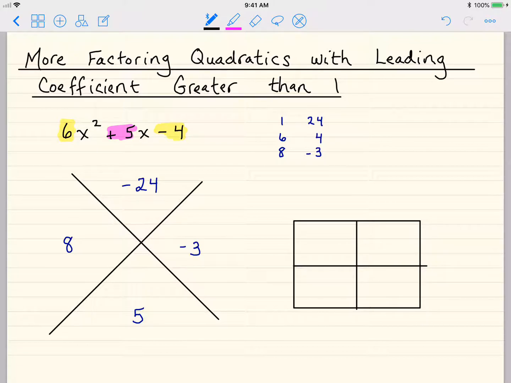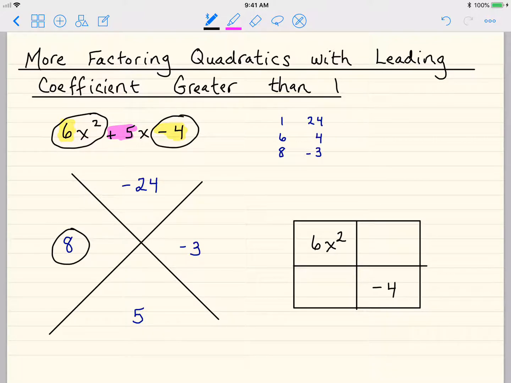And so in that very first square, we're always going to put the first term that we see in the original problem. So that 6x squared goes in the first box. And then in the last box, you're always going to put the last term, so that -4 goes in the last box. And then on the opposite diagonal, that's where you're going to put in the 8 and the -3. And it doesn't matter if I put the 8 in the upper corner and the -3 in the bottom corner. I just randomly selected where I put them.